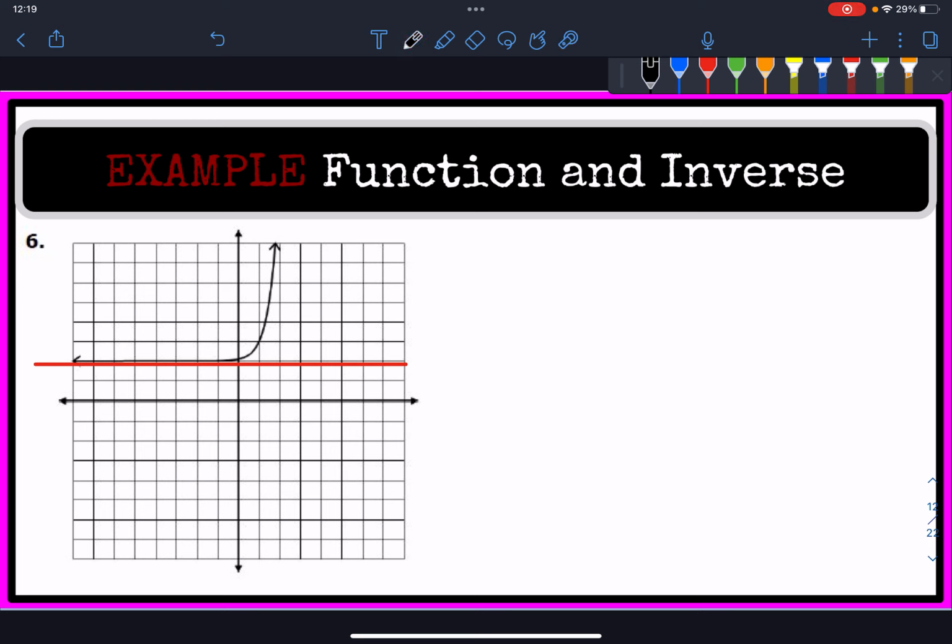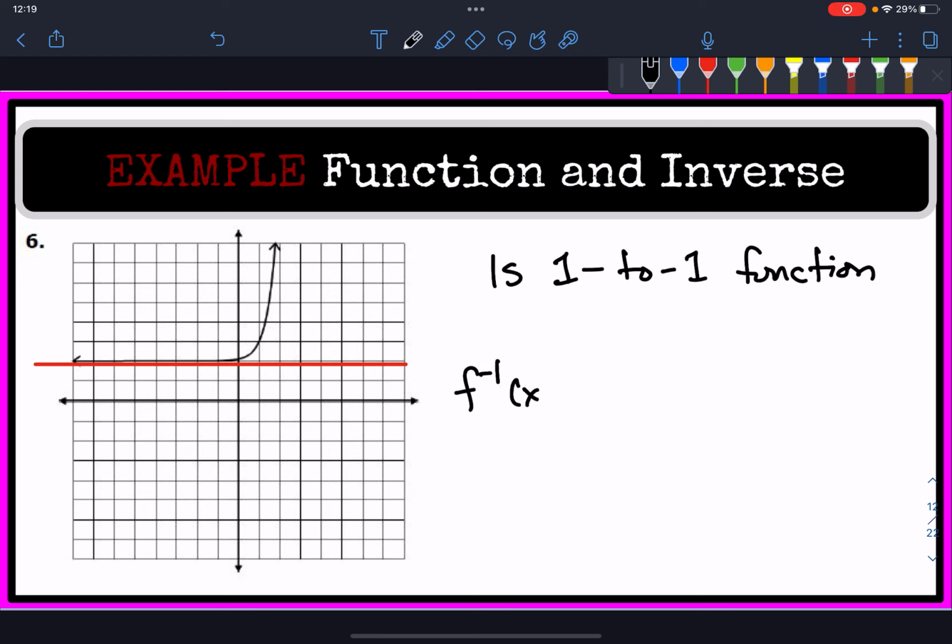So as a result, this graph here is a one-to-one function. And what this implies is that the inverse exists. So again, one-to-one implies that we have an inverse, and vice versa. An inverse existing implies that the function is one-to-one.